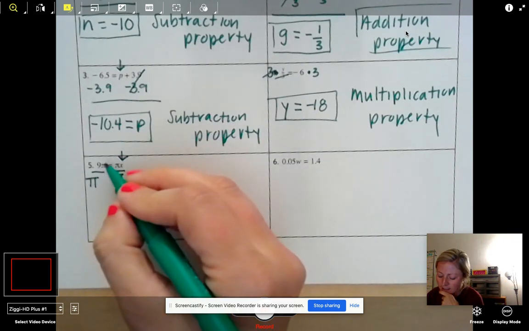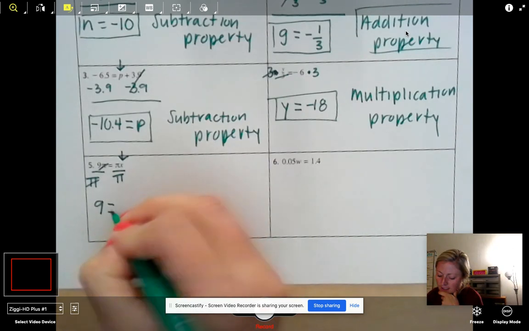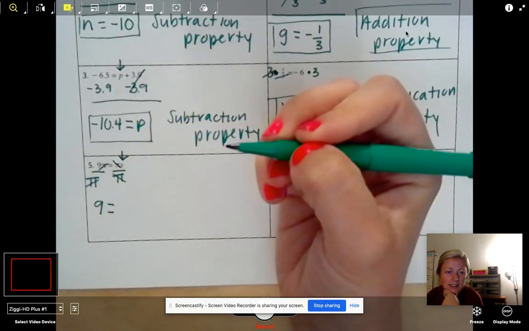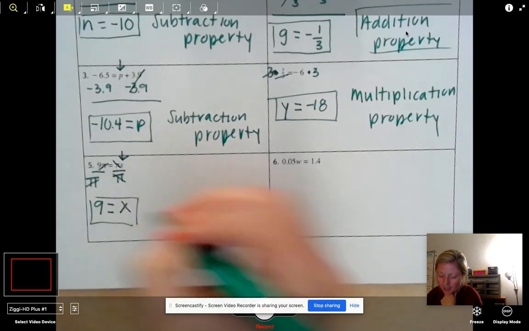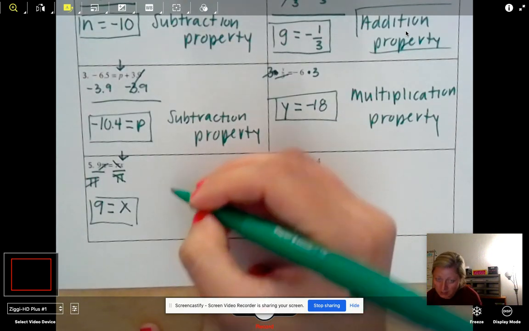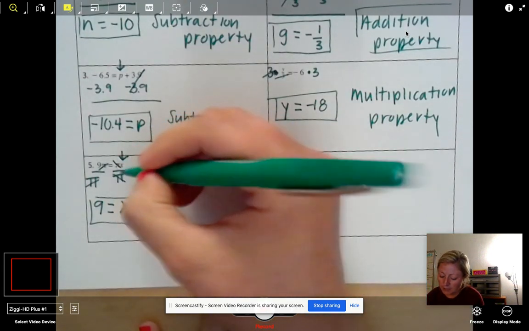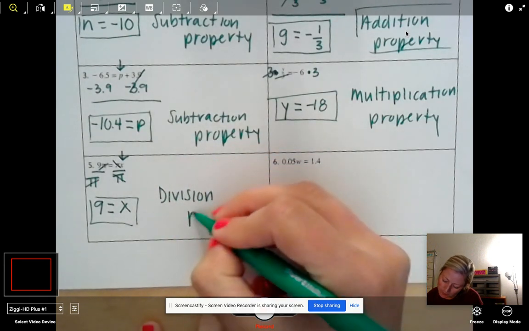What's kind of nice is, look, my pi's will cancel here, so I'm just left with 9. And my pi's cancel here, so I'm just left with x. And that's it. My answer is 9 equals x. And what did we do there to get x by itself? Well, we divided, so that is the division property.